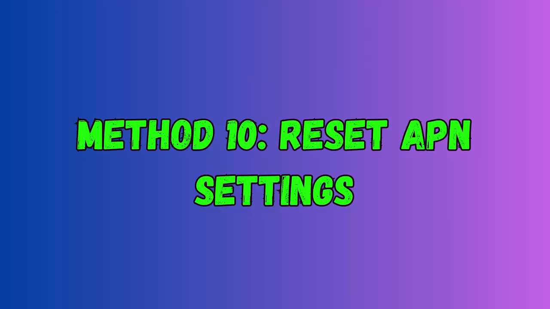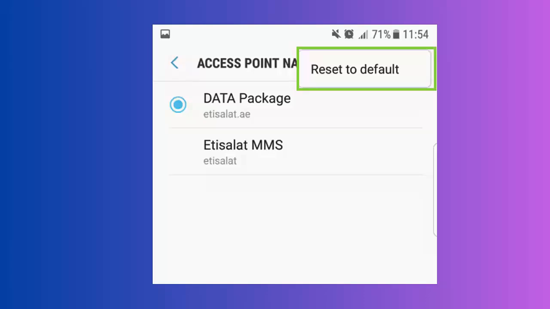Method 10. Reset APN settings. First, go to Settings on your Samsung phone. Now, open Connections, then Mobile Networks. Here, click on Access Point Names. Next, click on the three dots and then choose Reset to Default.